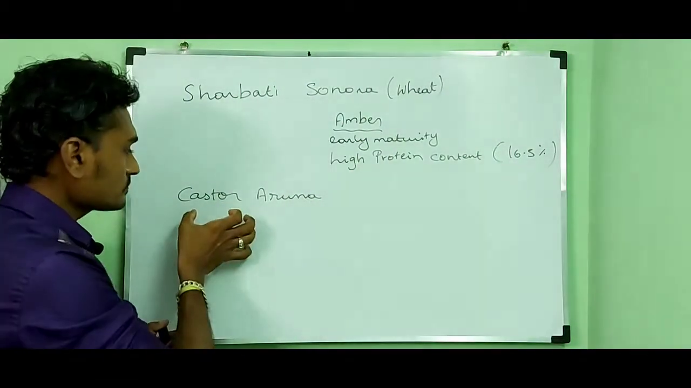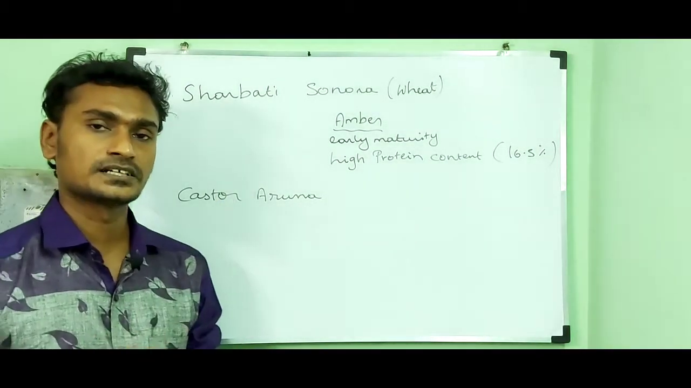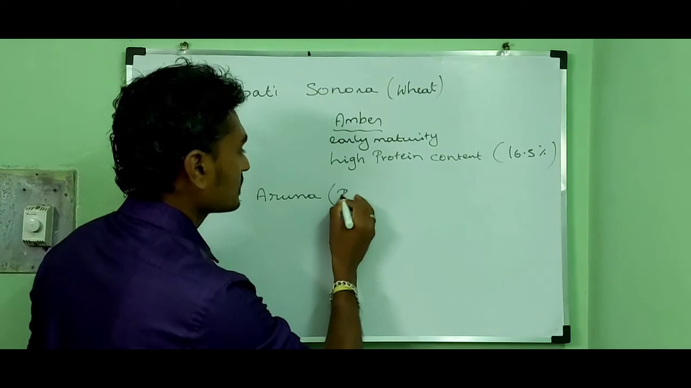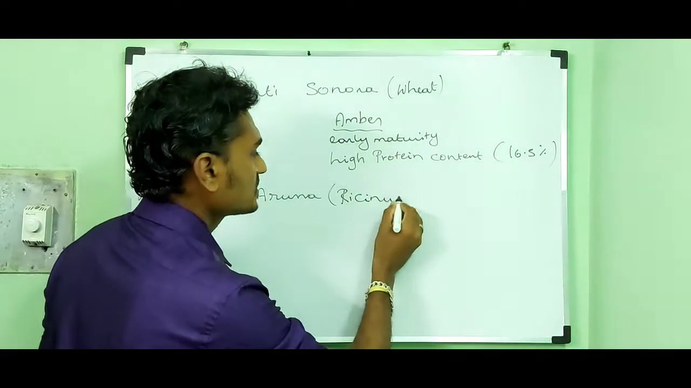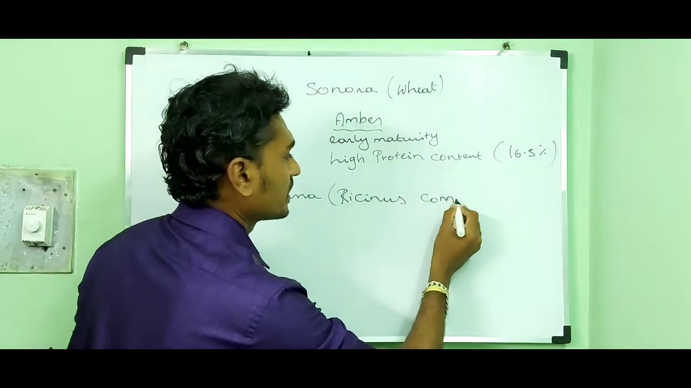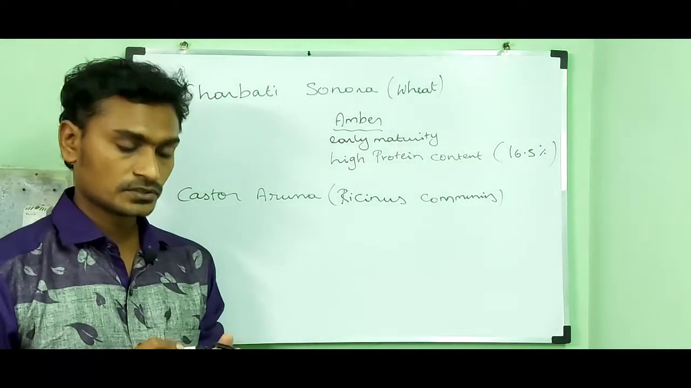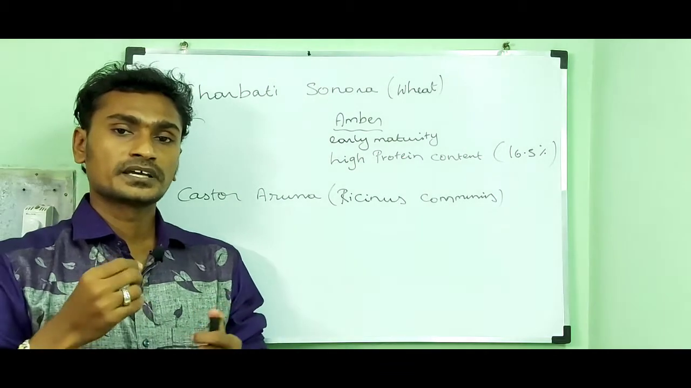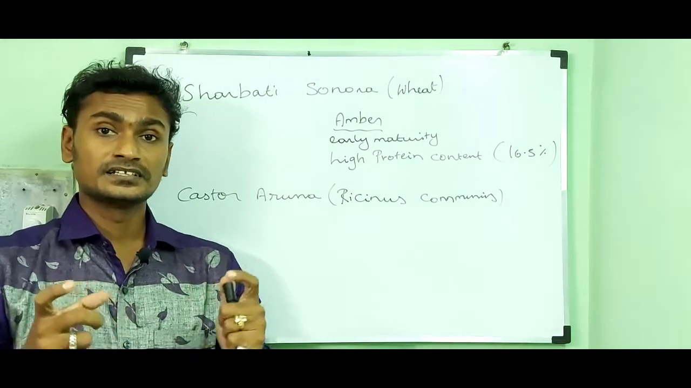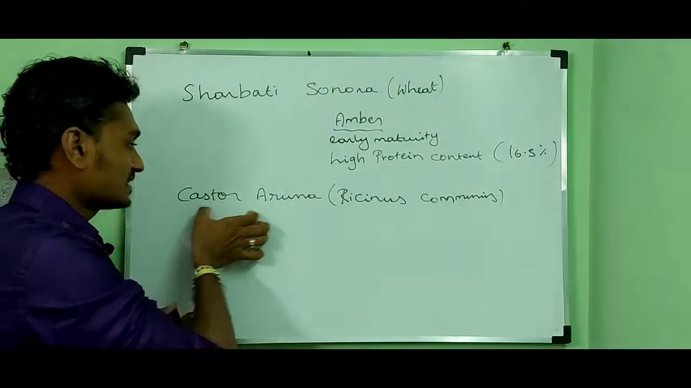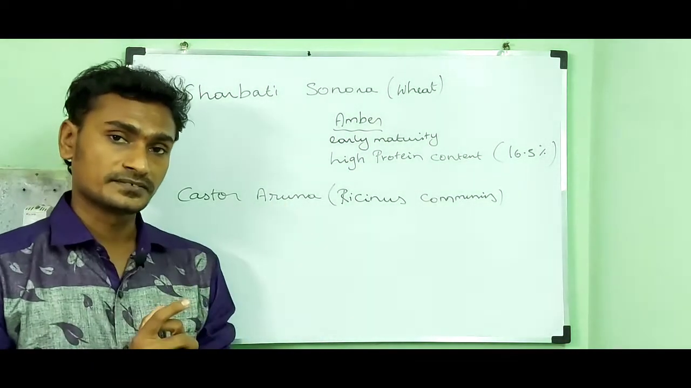Then the second one is Castor Aruna. Castor Aruna is a Ricinus communis plant, that means castor plant. In Tamil it is called the Amanakku plant. From that plant we can get the oil called castor oil. In Tamil, it is called Velakannai. Castor Aruna is a mutant variety.